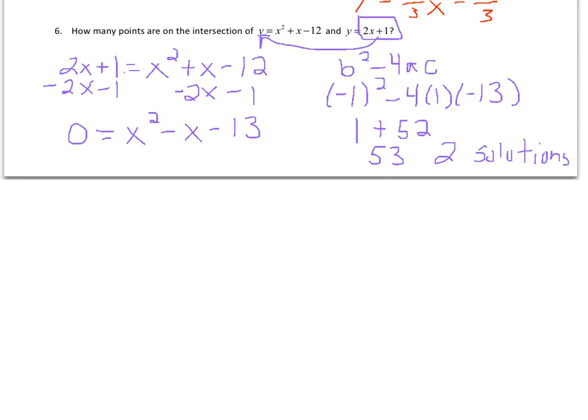If the discriminant ended up to be 0, we know that we would have one solution, and if the discriminant was a negative number, we would have no real solutions. So now that I know that I have two solutions, I know that there are 2 points of intersection. You can also type these two equations into your graphing calculator and notice that they intersect in 2 points.